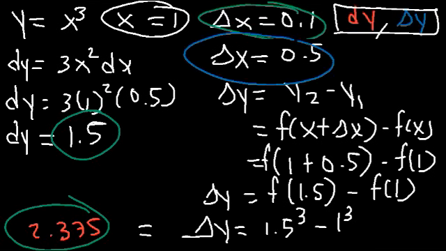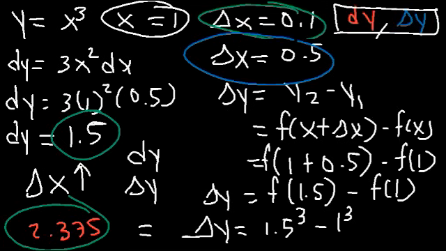So as you increase delta x, dy and delta y, they deviate from each other. But when delta x is small, dy is approximately equal to delta y. So let's understand it from a graphical perspective.